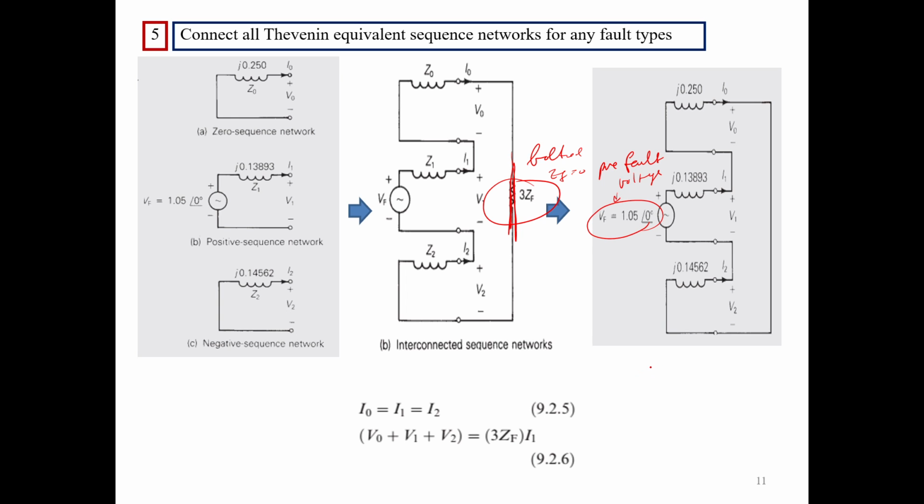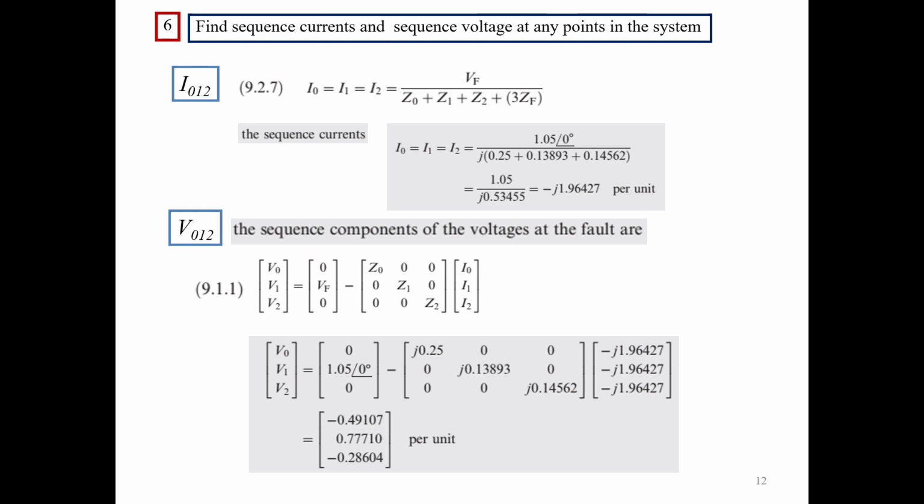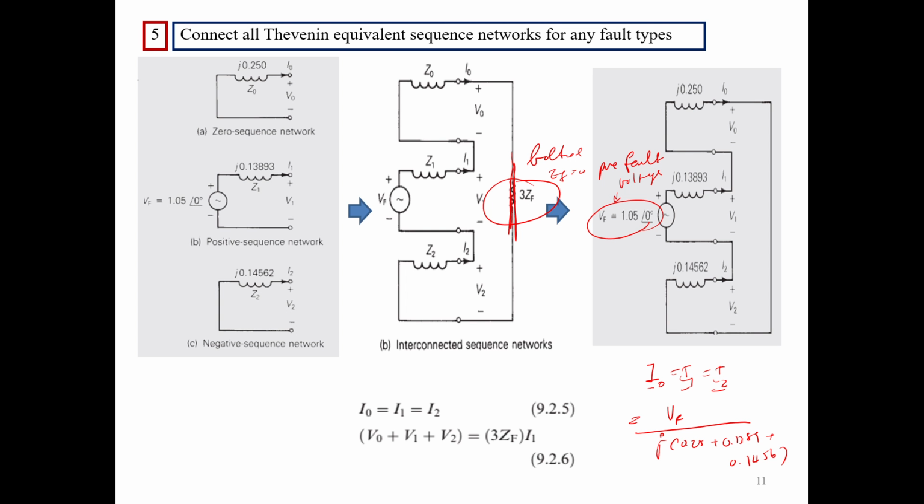The current would be I0 equal to I1 equal to I2, which becomes your VF divided by the sum of all these three reactances, plus j0.1389 plus 0.1456, right? These are the steps that you have to follow. You have to find I0, I1, and I2. So now you find the current. Soon after you know the current, you can determine V0, V1, and V2.